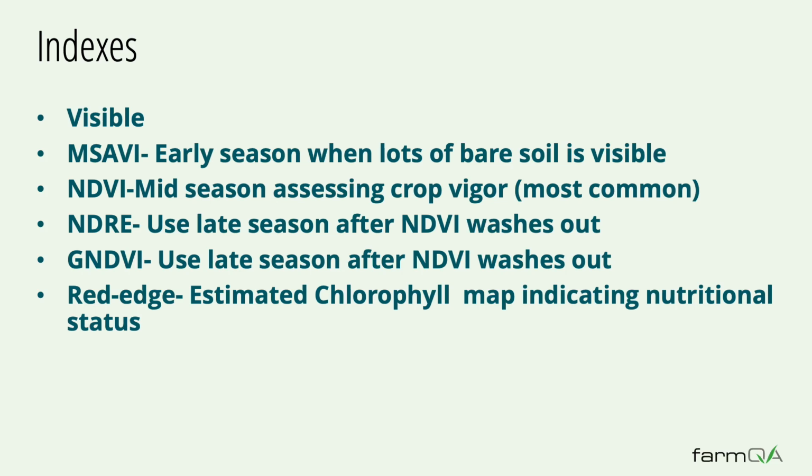Similar on GNDVI, it's just using a green band instead of the red edge, and it's a similar use case just with different crops. So for different crop types, you may want to use the GNDVI. And then red edge, there are resources out there indicating that you could look at chlorophyll or implied chlorophyll and nutrient status based on the red edge band maps.